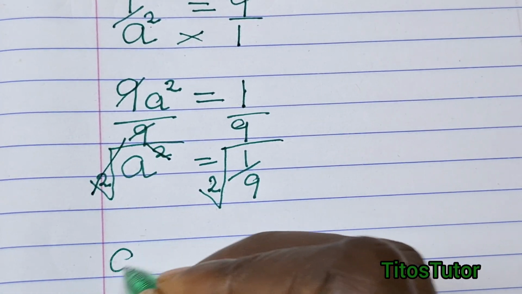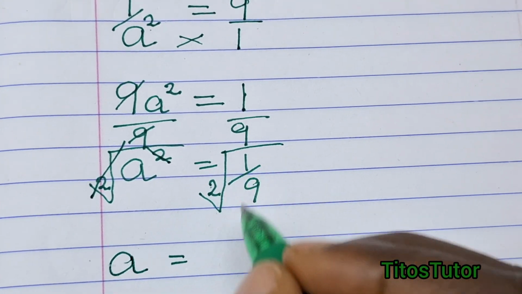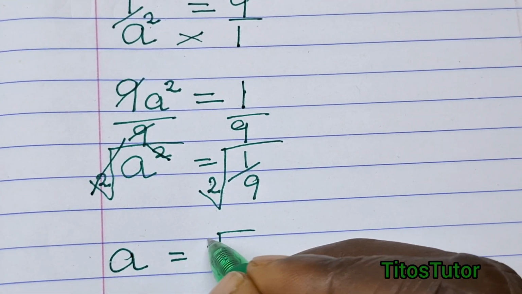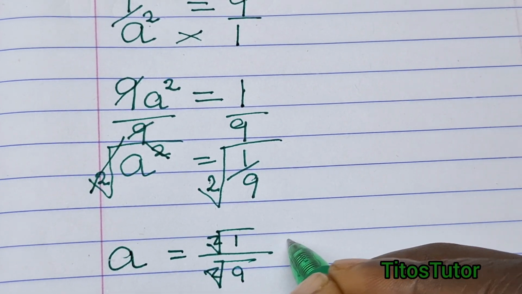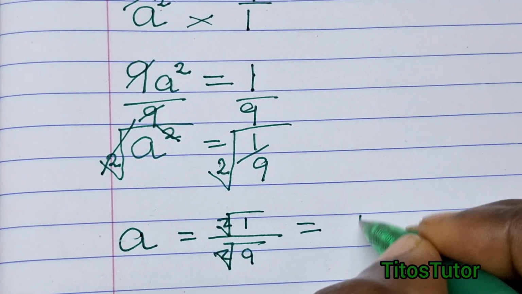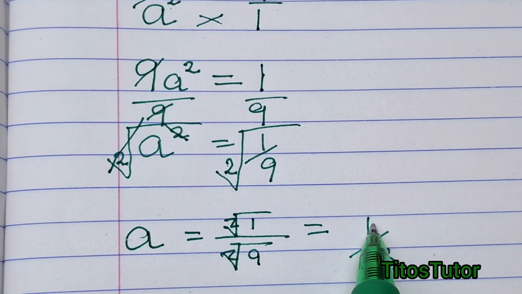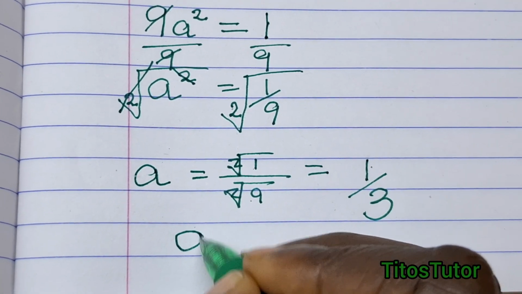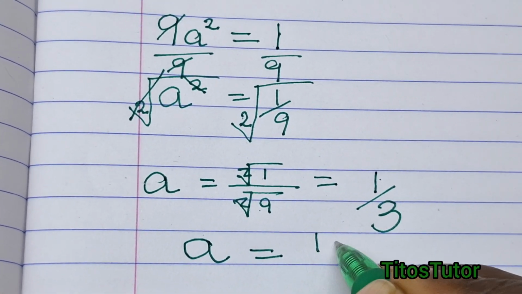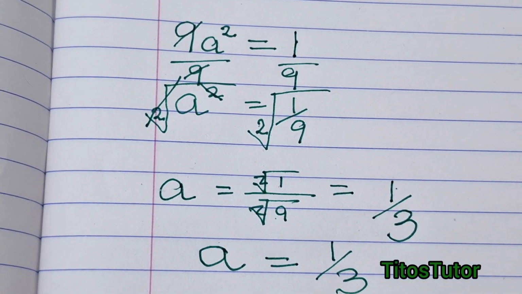I'm left with my a, which is the same as, because it's division, I can split my square root. Square root of 1 over square root of 9, which is the same as 1 over 3. Square root of 1 is 1. Square root of 9 is 3. So a is equal to 1 over 3. And I am done.